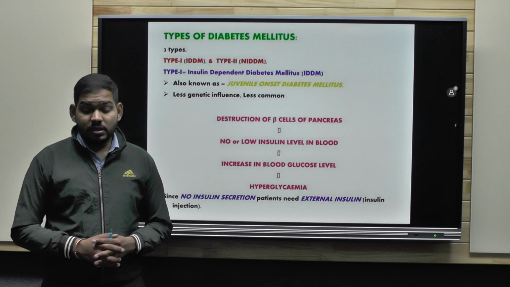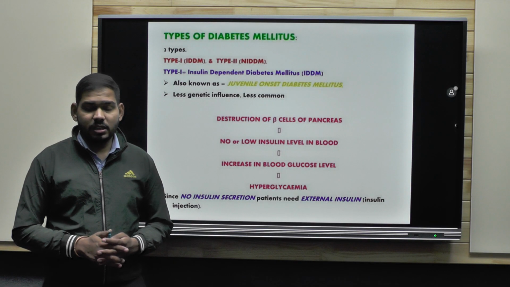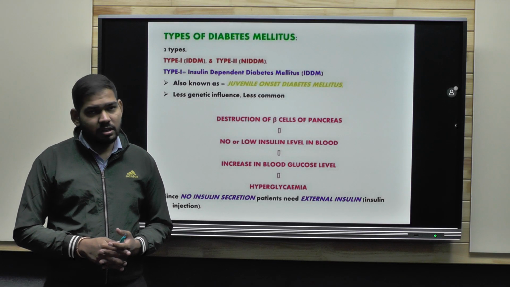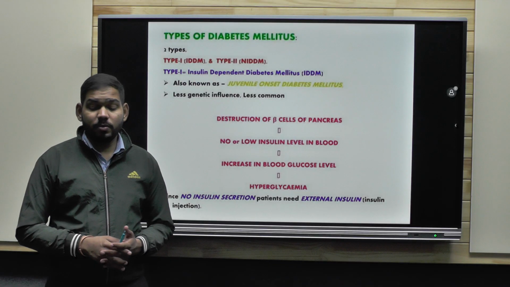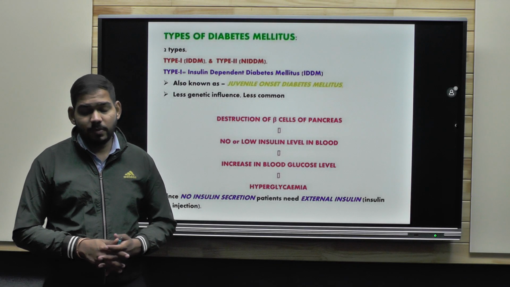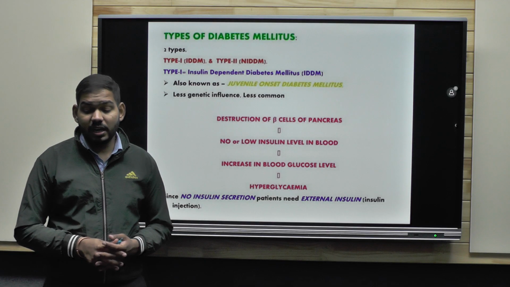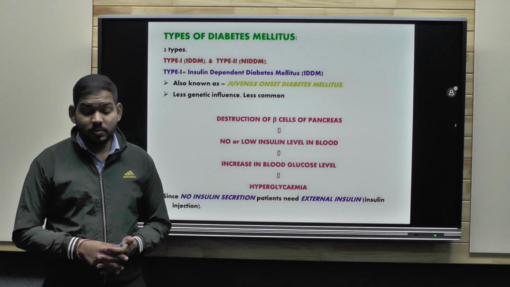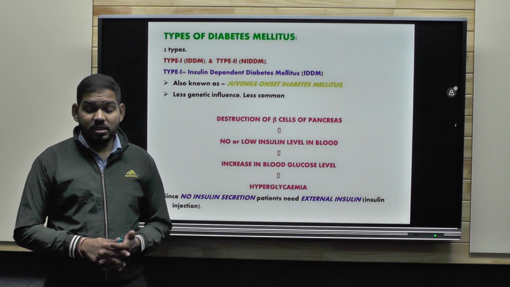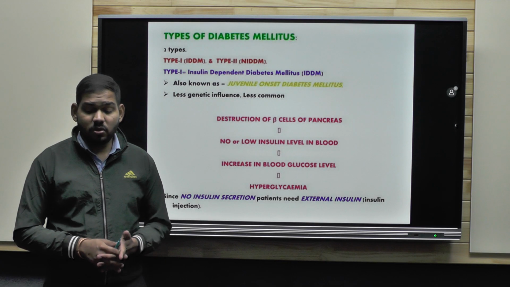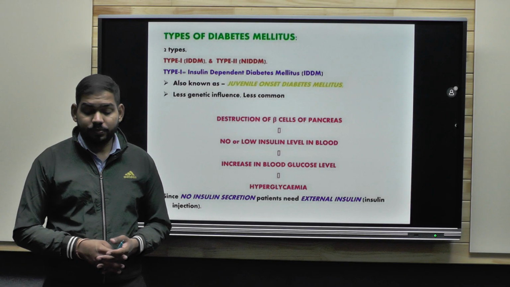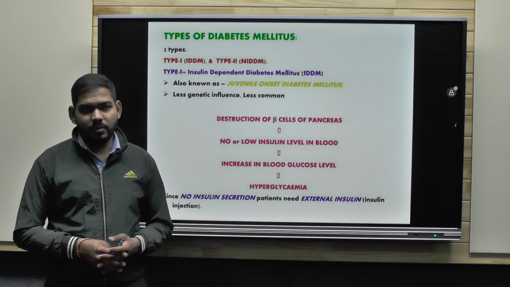Types of diabetes mellitus. There are two types of diabetes mellitus, type 1 diabetes and type 2 diabetes. One is insulin dependent and the other is non-insulin dependent. Type 1 is known as insulin dependent diabetes mellitus, also known as IDDM, which is also known as juvenile onset diabetes mellitus. It has less genetic influence and is a less common type of diabetes, which usually occurs in children only. Therefore, it is termed juvenile onset diabetes mellitus.